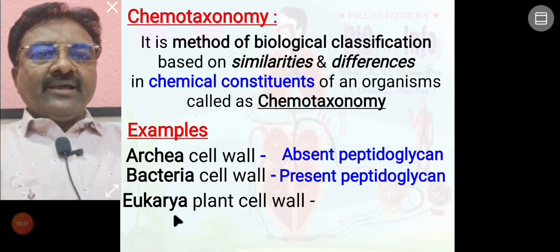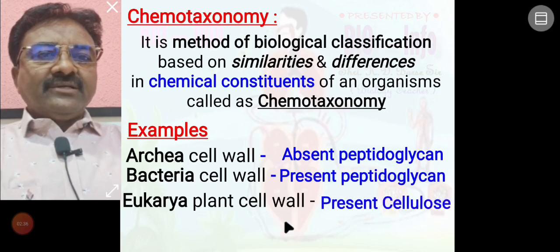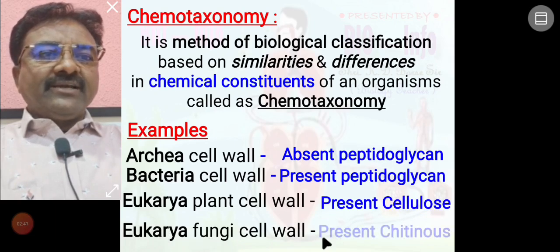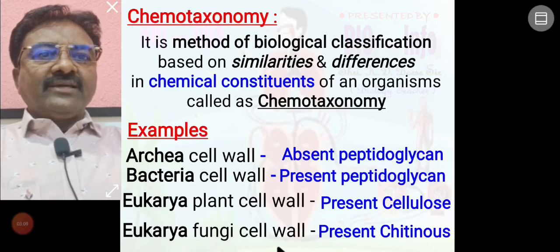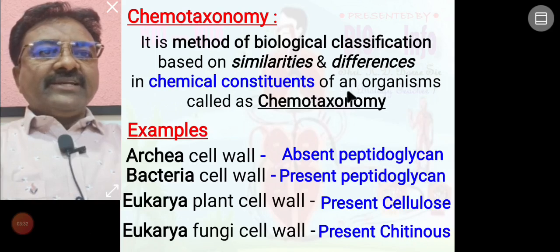Also, for example, eukarya is also one of the domains. In plants, including eukarya, the cell wall contains cellulose, and in eukarya fungi the cell wall contains chitin. Means here we noted that all three different domains, archaea, bacteria, eukarya, have different chemicals present in their cell wall. Means in an organism, the chemical constituents are the basis of this method of biological classification. So all the examples noted here prove that the chemical constituents of an organisms are different from one another. So this type of classification is called chemotaxonomy. Means this classification especially depends on the chemicals present in an organism.